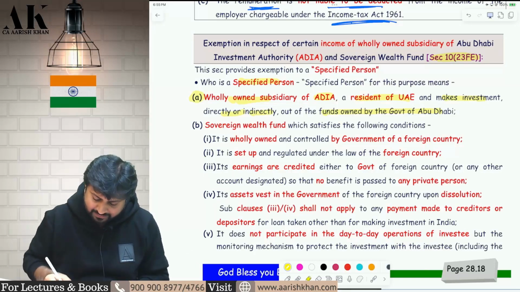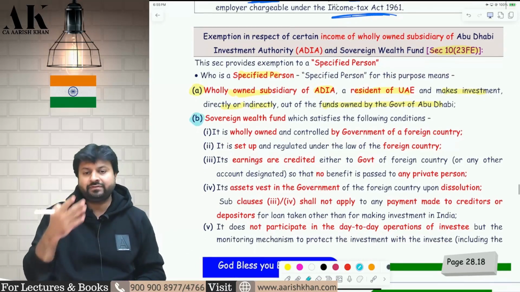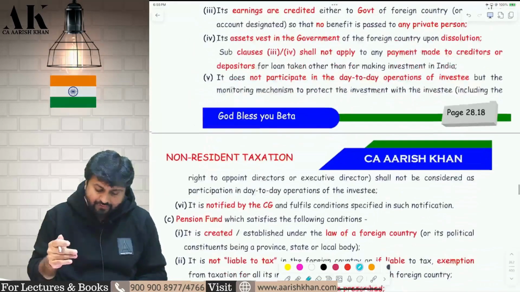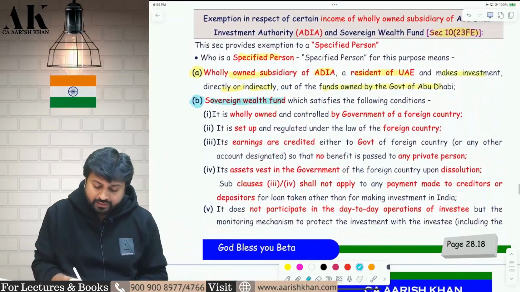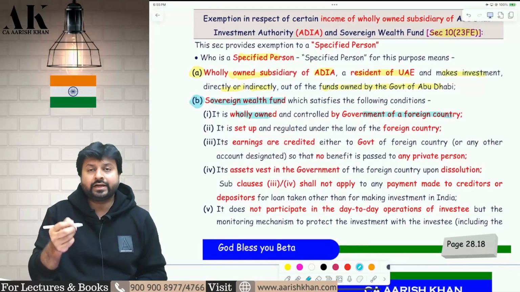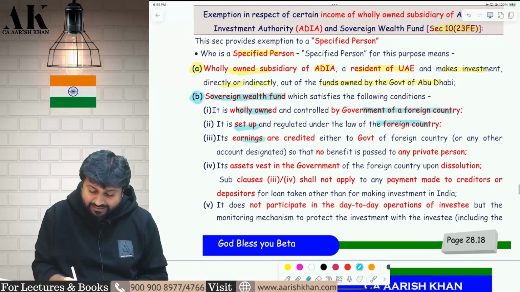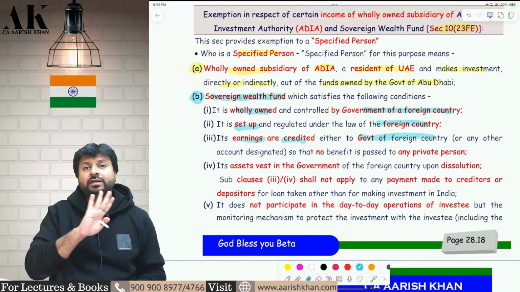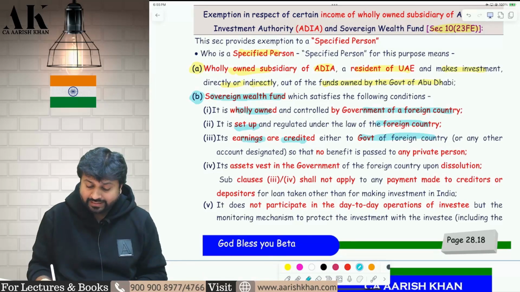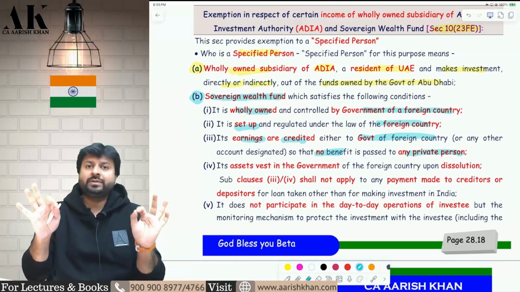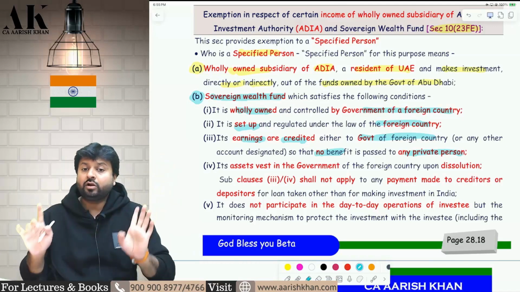The second specified person has to fulfill certain 5 to 6 conditions. The second specified person is called a sovereign wealth fund. They have to fulfill 6 conditions over here. First of all, it should be wholly owned by the government of a foreign country. Second, it should be set up under the law of a foreign country. Third, its earnings are only credited to the government of the foreign country and not to any other private person. Whatever is earned by the sovereign wealth fund will be given only to the government of the foreign country and not to any other person.